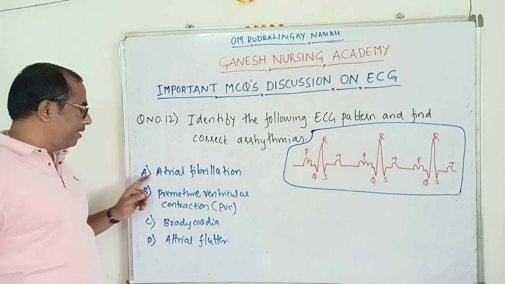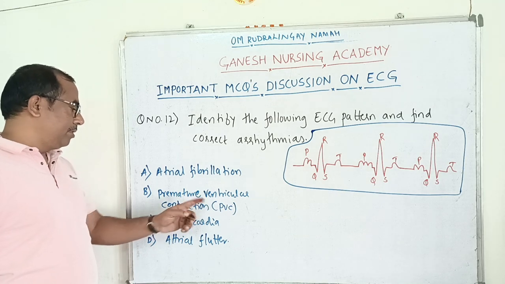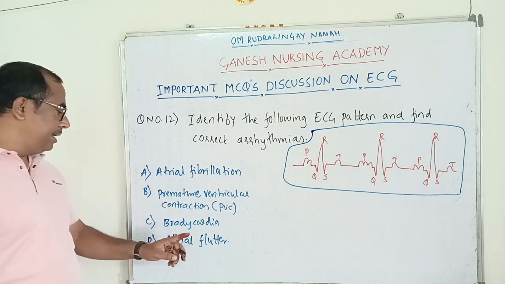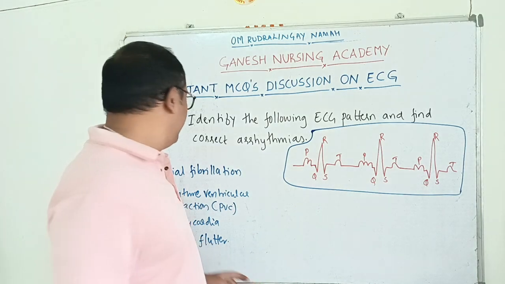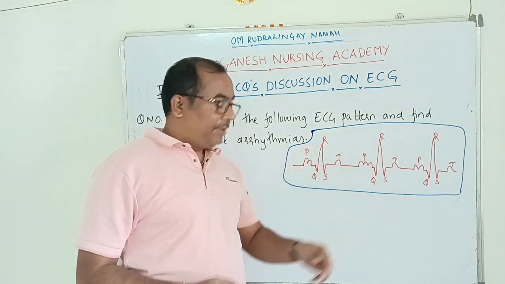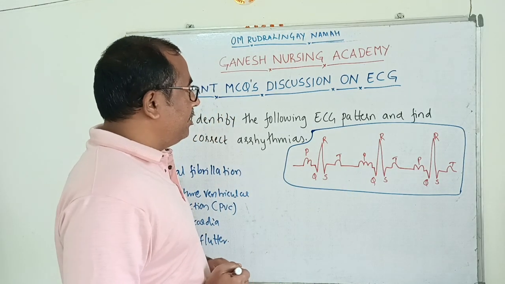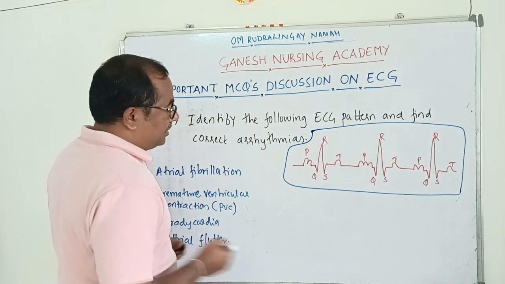Options: option A, atrial fibrillation; option B, premature ventricular contraction; option C, bradycardia; and option D, atrial flutter. Okay, now we have to identify. First one is atrial fibrillation. See here, in atrial fibrillation we cannot see this kind of waves. In case of atrial fibrillation, how do you see the ECG changes?